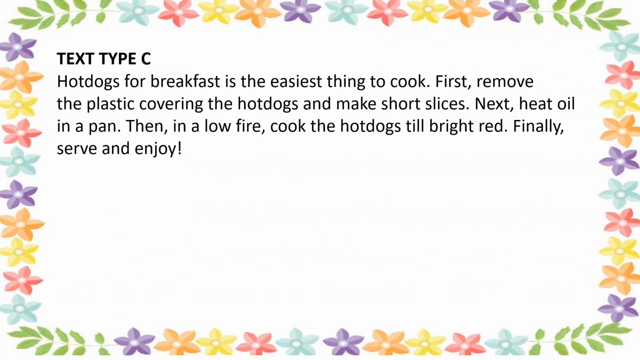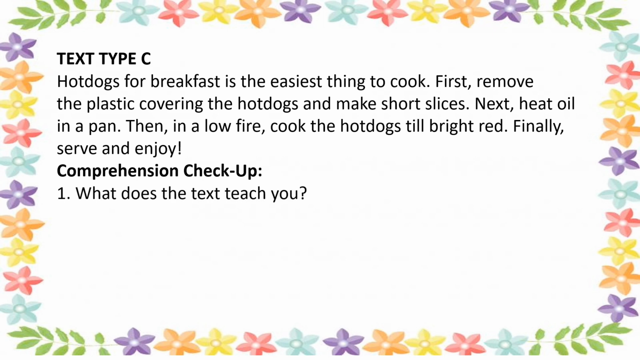Let's read text type C. Hot dogs for breakfast, the easiest thing to cook. First, remove the plastic covering the hot dogs and make short slices. Next, heat oil in a pan. Then, on low fire, cook the hot dogs till bright red. Finally, serve and enjoy. Let's answer the comprehension checkup.